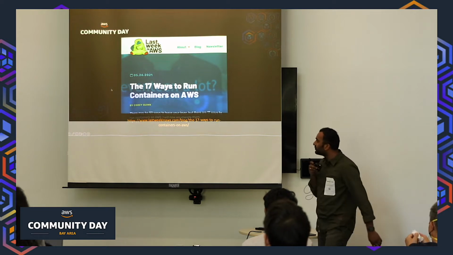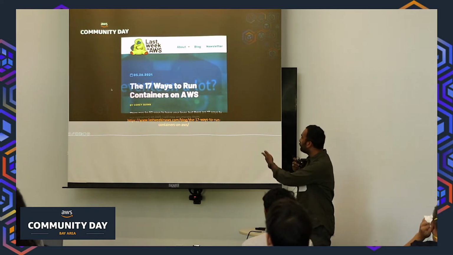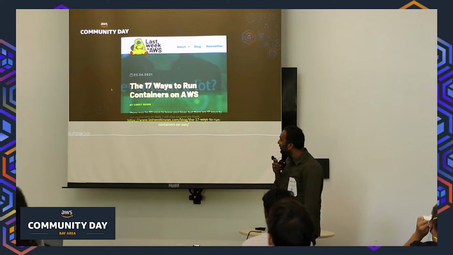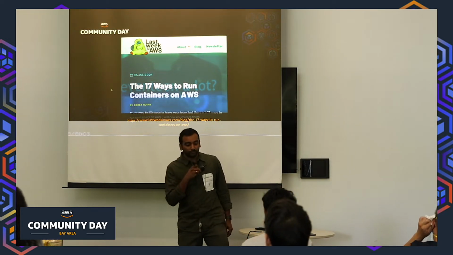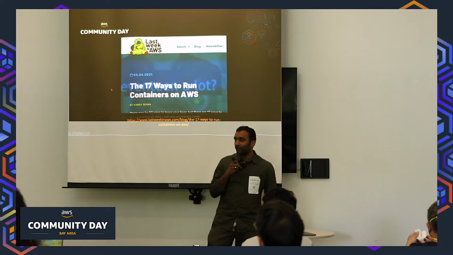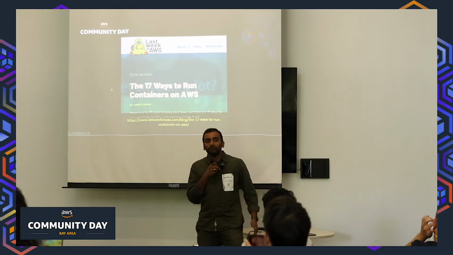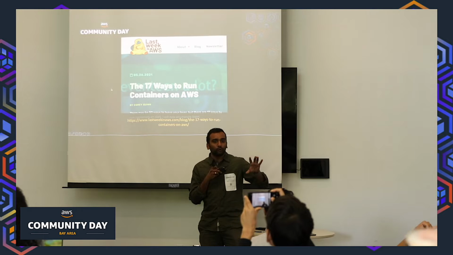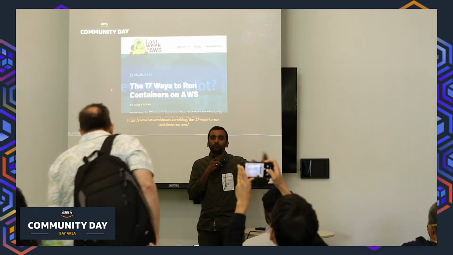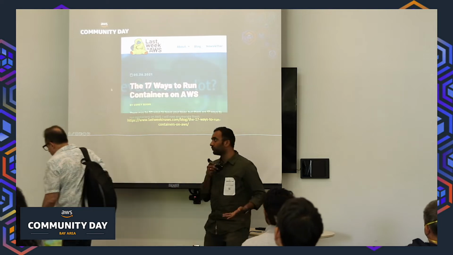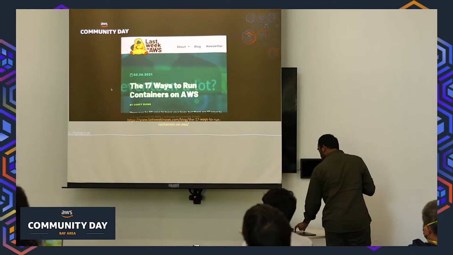This snippet was taken from Last Week in AWS from 2021, I think. They said there are 17 ways to run containers on AWS, and maybe now there are like 20 more ways. If you have this many ways to run containers, that means you have too many containers running in AWS. So we need to secure them before we deploy them. That's the whole point of this talk. How do we do it?